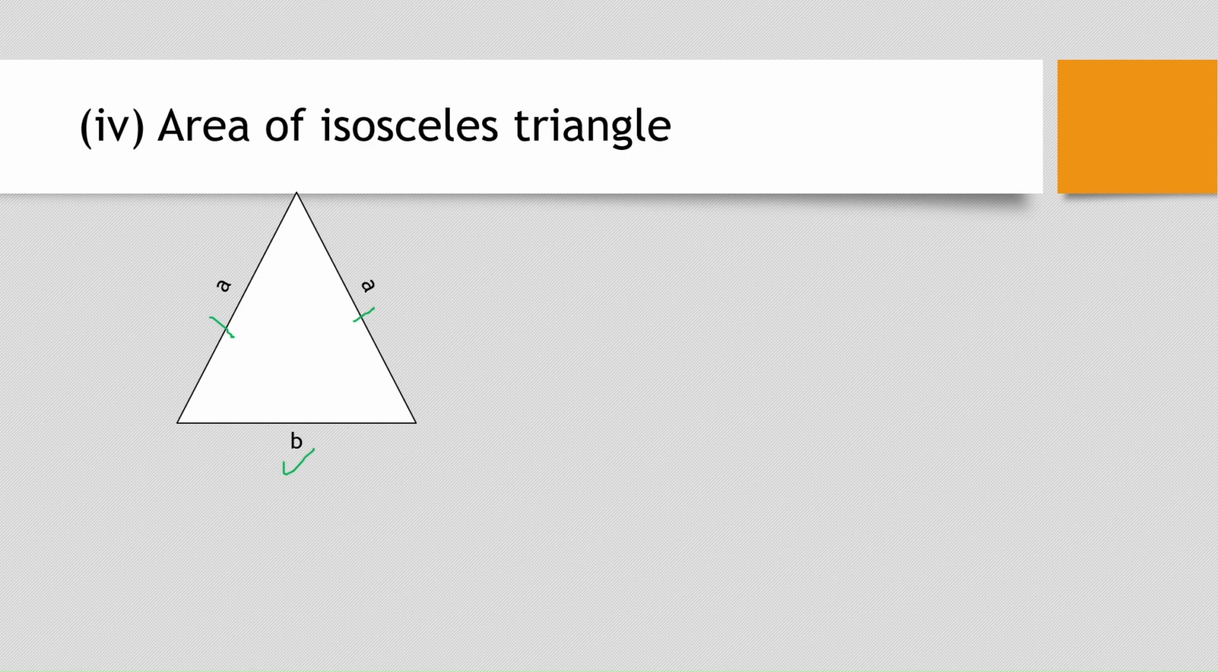So whenever an isosceles triangle is given, you can directly use this formula for finding the area, which is b by 4 into root of 4a square minus b square. But again we are going to see how this formula arrived from the basic formula. What is our basic formula? It is half into base into height. How is this particular formula for an isosceles triangle derived from this?